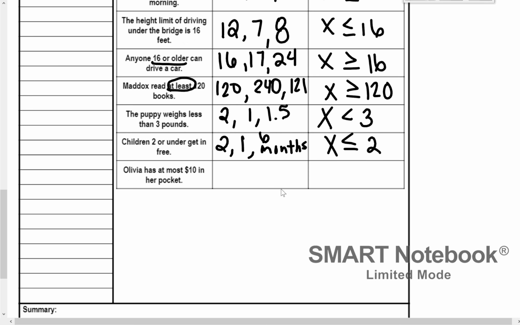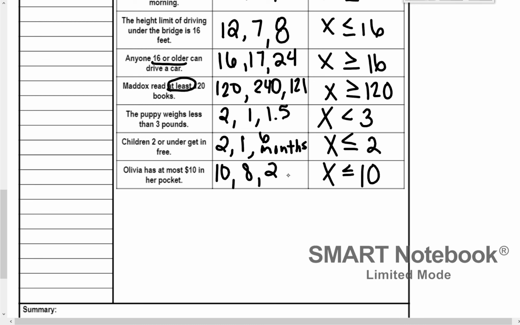Last one, Olivia has at most $10 in her pocket. The most she has in her pocket is $10. So she could have $10. She could have 8. She could have 2. She could have 0. Olivia has at most $10, so x is going to be less than or equal to 10.